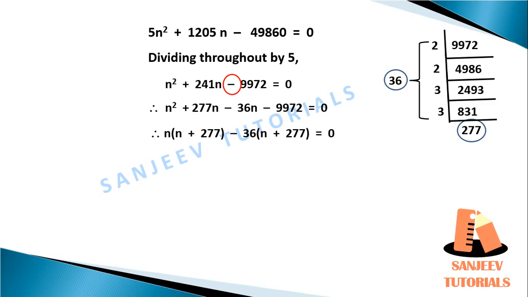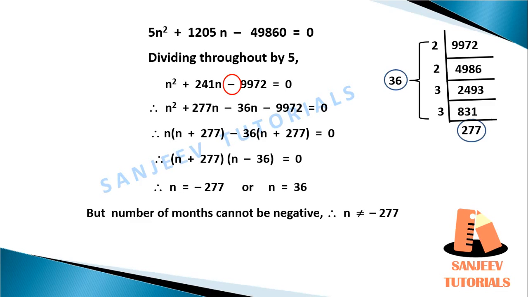So this is my next step. And I get two values for n. N is minus 277 or n equal to 36. Time cannot be negative, or you can say number of months cannot be negative. So minus 277 cannot be my answer. So the final answer for this sum is 36 months.